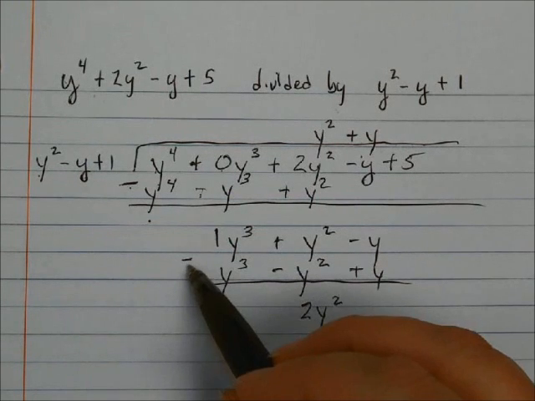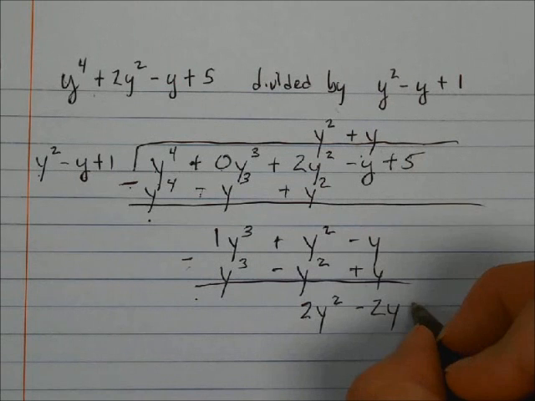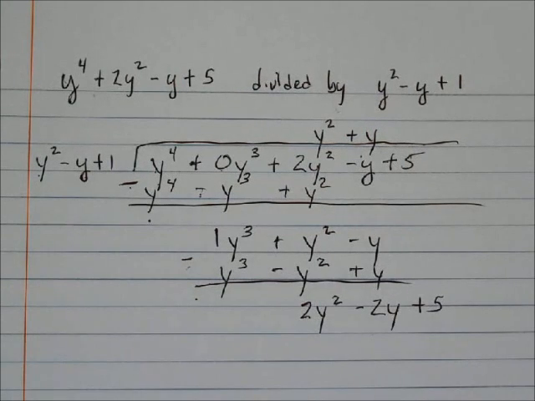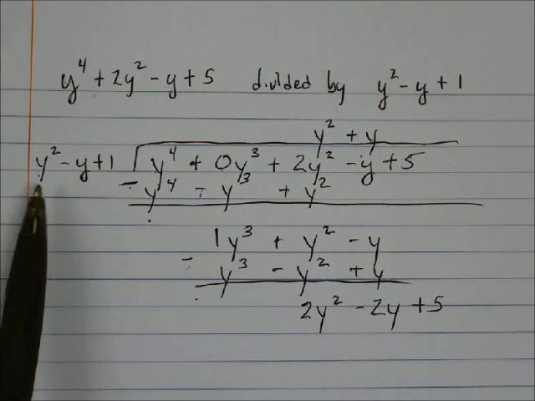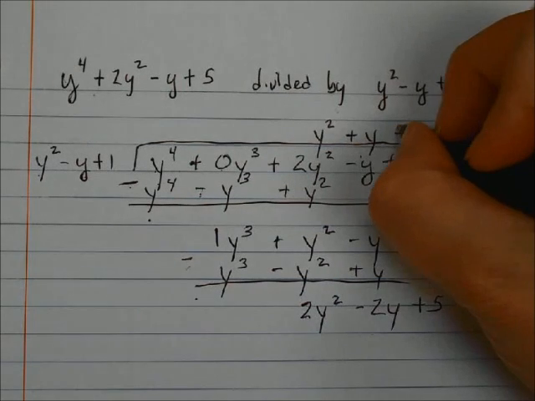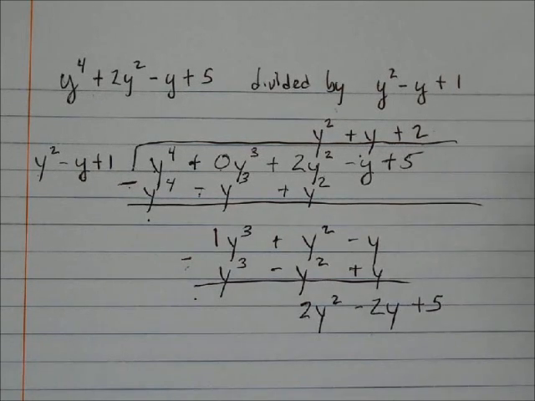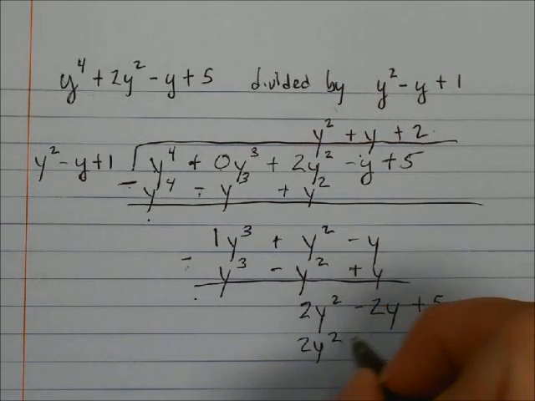How many times does y squared go into 2y squared? 2 times. I'm going to put plus 2 and then multiply. 2 times y squared is 2y squared. 2 times negative y is negative 2y. 2 times 1 is plus 2. And remember, I'm subtracting.